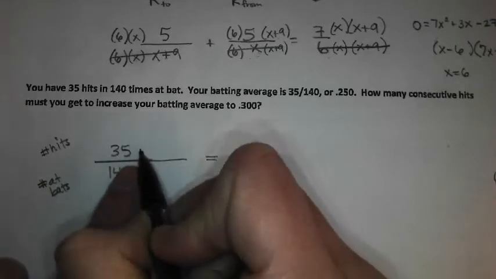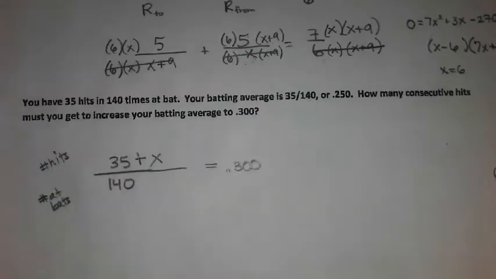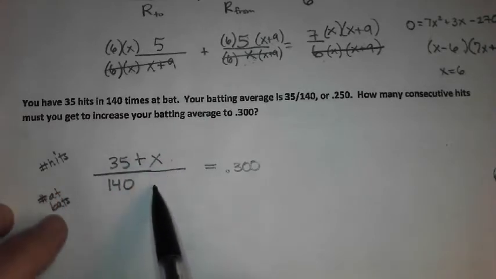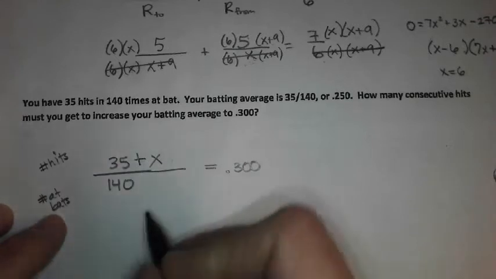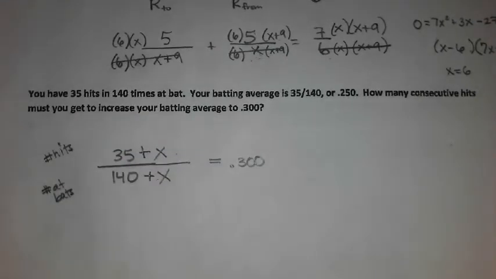Right, so I need to get how many more hits? There's my plus x. What else has to change, though? The bottom. How so, Mason? Right, if I get X more hits, I have to get that many more at-bats, right? You can't get a hit without stepping up to the plate and getting another at-bat. So I need to get X out of X more hits out of at-bats to get to 300.